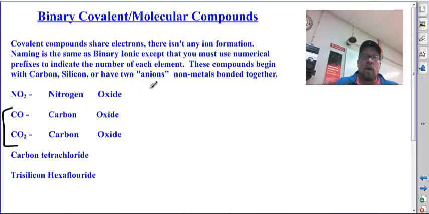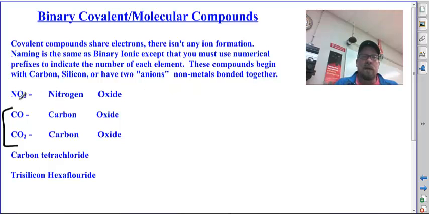What is different though is I have to have some way of indicating for these compounds how many atoms of each are being shared. Here I have one nitrogen with two oxygens. Here I have one carbon with one oxygen. Here I have one carbon with two oxygens. This is where you start using prefixes that denote the number of how many you're sharing. And on your cheat sheet you have an organic prefix naming box.